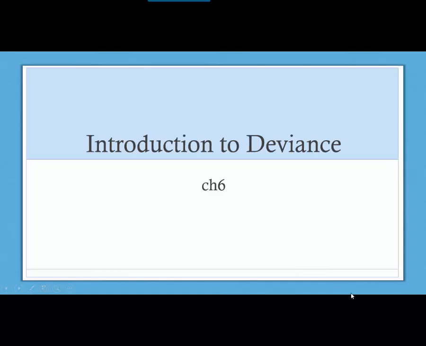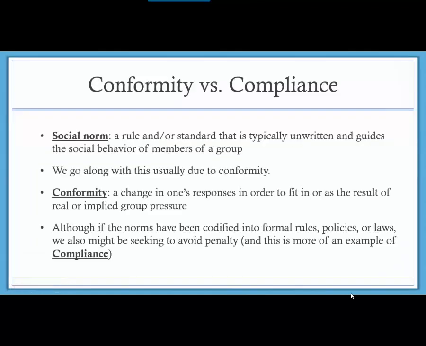going over some terms that are related to deviance or the opposite of deviance. So just a reminder, all of this is in relation to the concept of social norms, and these are the standards of behavior, the expectations related to behavior that society has. And a lot of these standards and expectations are unwritten, but nevertheless, they guide the social behavior of members of a group. And that's because most of us go along with these standards of behavior due to conformity.